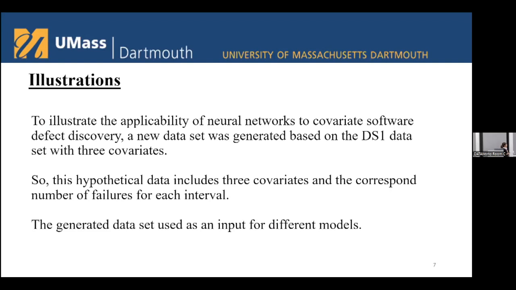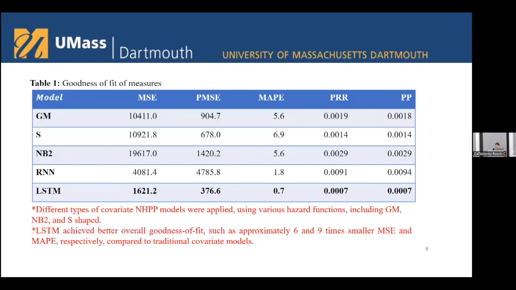To illustrate the applicability of neural networks to covariate software defect discovery, a new data set was generated based on the DS1 data set with 3 covariates. This hypothetical data includes 3 covariates and the corresponding number of failures for each interval. This generated data set is used as an input for the different models. And here is the table achieved using the goodness of fit measures. We used different traditional covariate NHPP models, using various hazard functions, including geometric, negative binomial second order, and S-shape. As you can see in the table, the bold line shows that LSTM outperforms and achieves better goodness of fit measures, such as approximately 6 and 9 times smaller MSE and MAPE, respectively, compared to the traditional models.